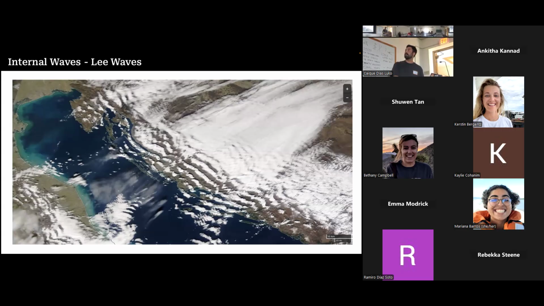And these waves are also going to be important in the ocean, especially in the deep ocean when everything's really quiet. If you have any current interacting with topography, you're going to generate these waves. So the Antarctic Circumpolar Current, for example, in the Southern Ocean is really important to generate lee waves.